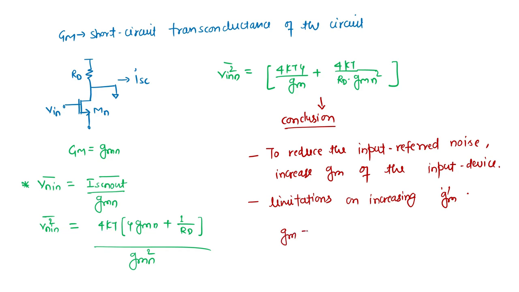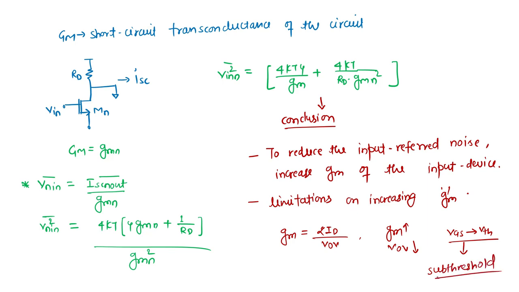What is the gm expression in general? gm is 2ID by V overdrive. So if we want to increase gm, we have to reduce the overdrive voltage. Reducing overdrive means forcing our VGS near to VTH. It means we are forcing our transistor into subthreshold, or toward the off condition. So this can be a bit challenging. In some applications it is desirable to operate the transistor near subthreshold or in subthreshold, but not always.